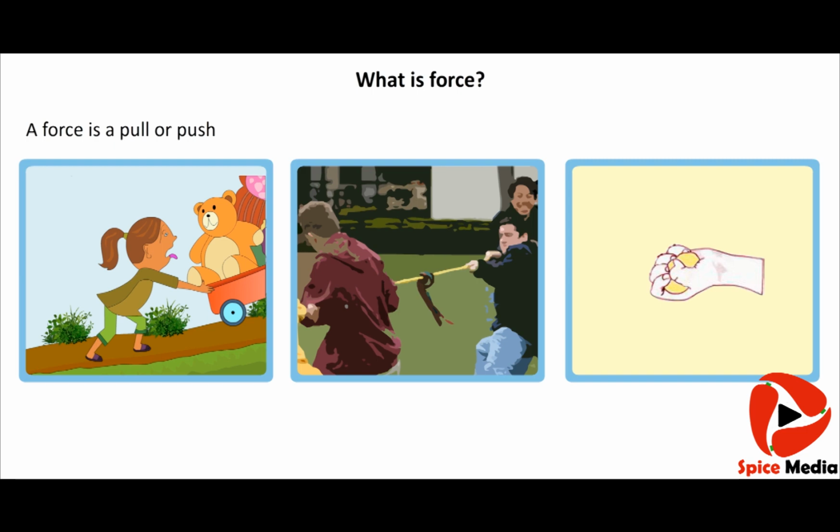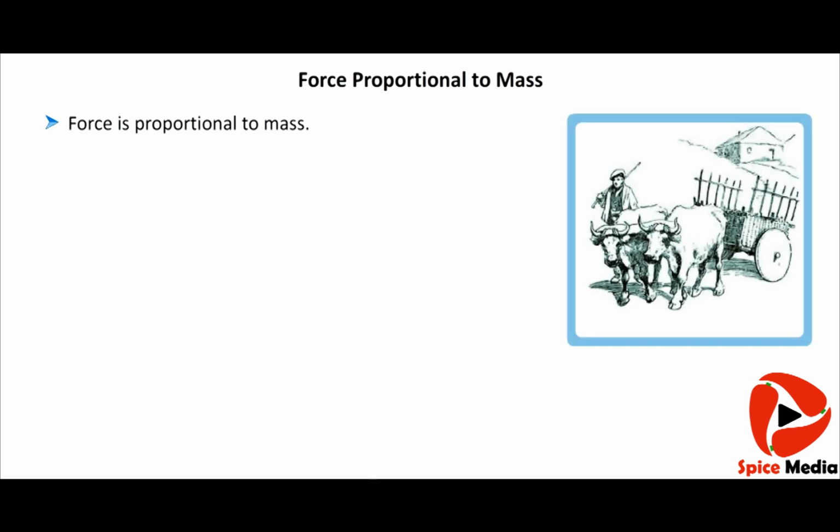We cannot see force, but we can certainly see its effect. In villages, grains are transported by carts driven by oxen. The oxen have to put together greater force to pull the cart that is heavily loaded. To pull a heavy load, greater force is required. Hence, force is proportional to the mass of the object.